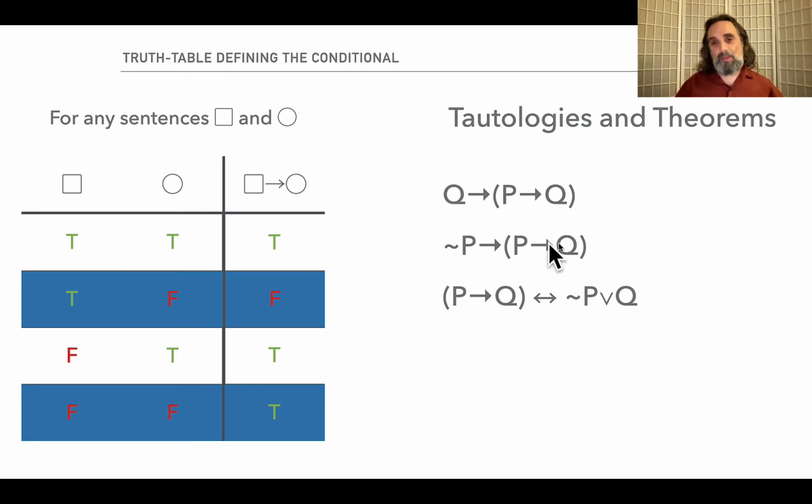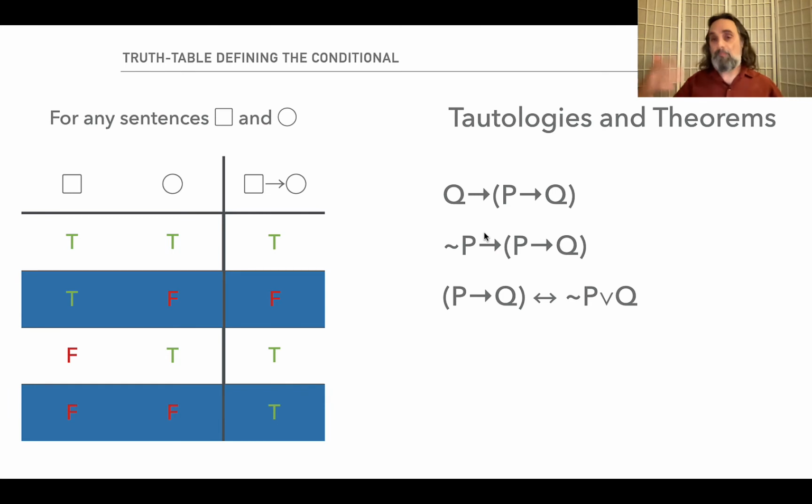And it's the same thing with this other theorem. This says that P is false. Okay, so that says the antecedent is false, right? Well, what does that mean? It means you're in one of these two rows, the bottom two rows, on which the antecedent is false, and lo and behold, the conditional is true on both of those rows. So both of these are tautologies, and they're theorems.